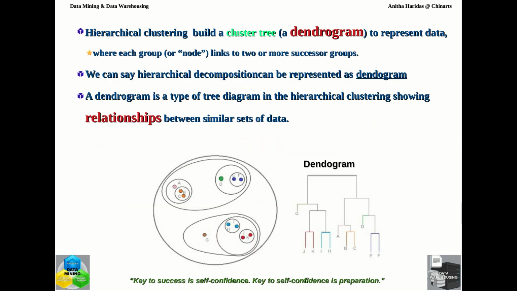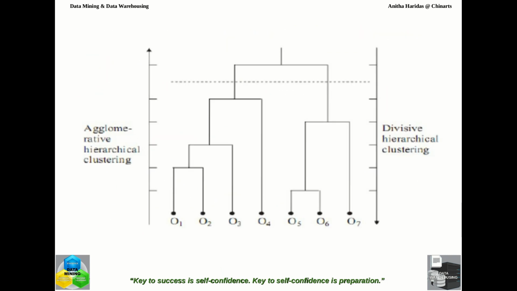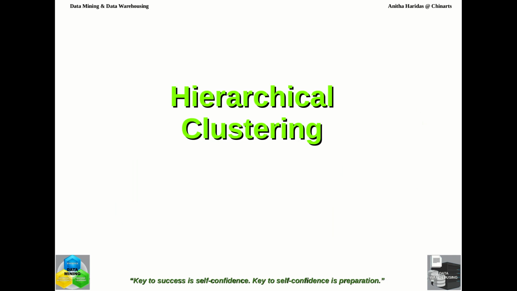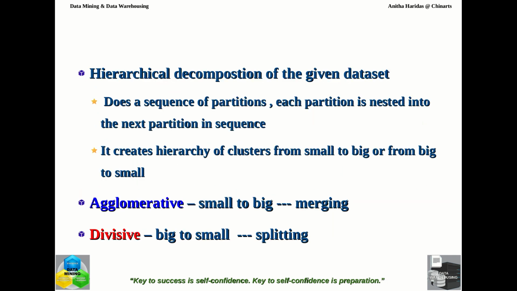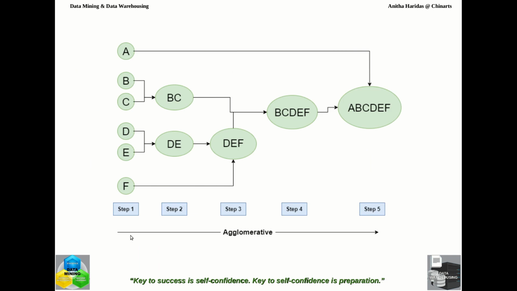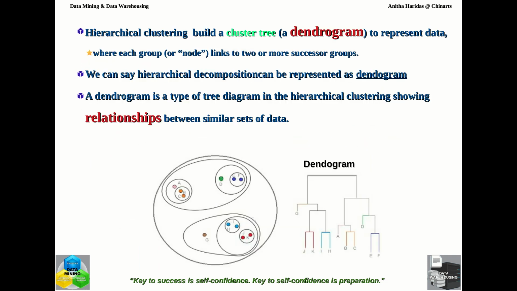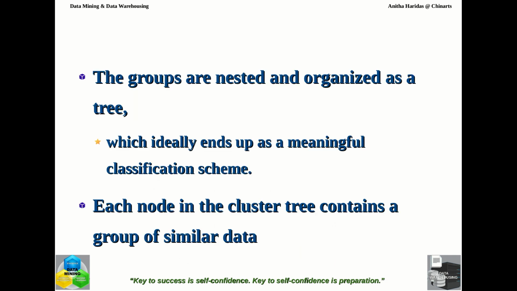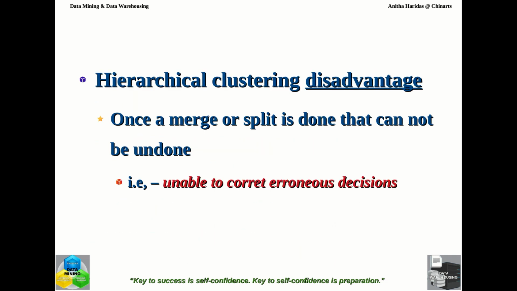So that's it about hierarchical clustering. The points to be noted here are what hierarchical clustering is, and the two types of hierarchical clustering, agglomerative and divisive. Just say what agglomerative and divisive are. Then you should also talk about what you mean by a cluster tree or a dendrogram. Then the disadvantage of hierarchical clustering. So that is it about hierarchical clustering.